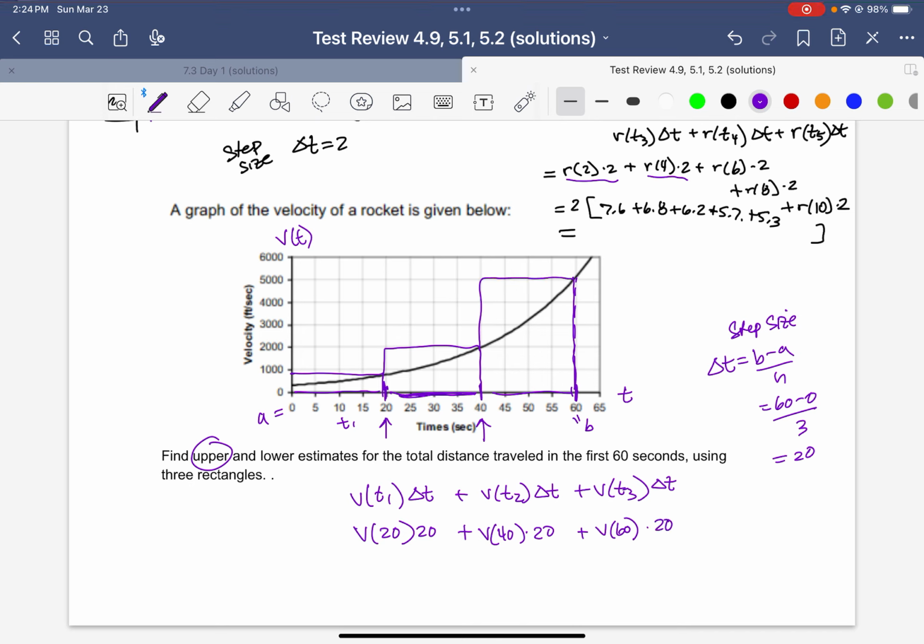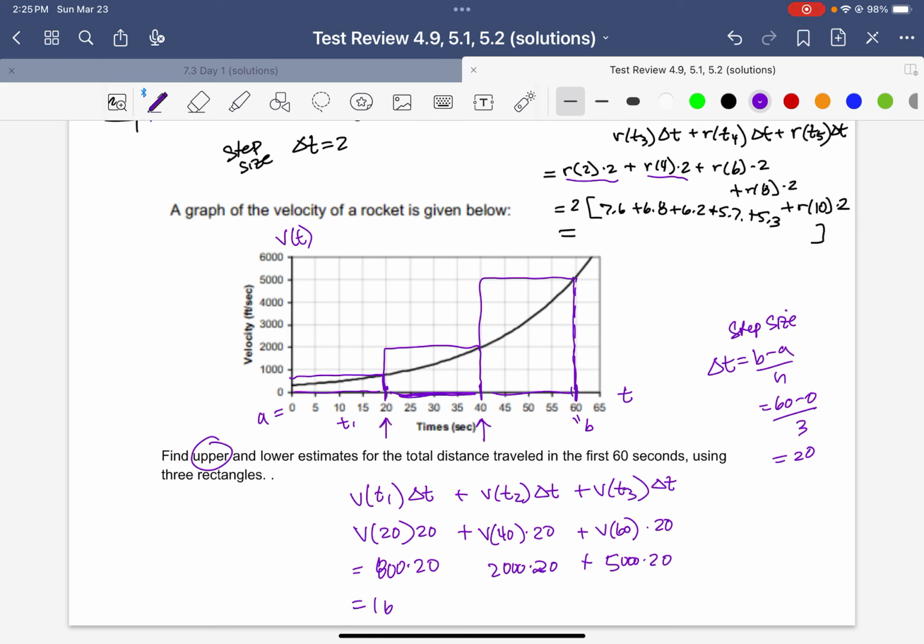It looks like the height at v of 60 is pretty clearly 5,000. The height at 40 is pretty clearly 2,000. Thank you for picking ones that worked out nicely. And then the last one, it's pretty close. It's almost up to 1,000. I'd say it's about 800. And again, it's an approximation. 800 times 20.